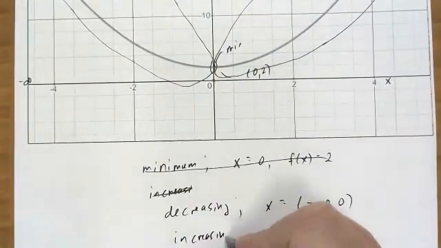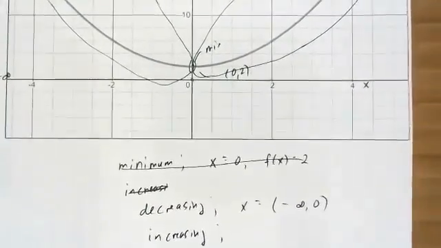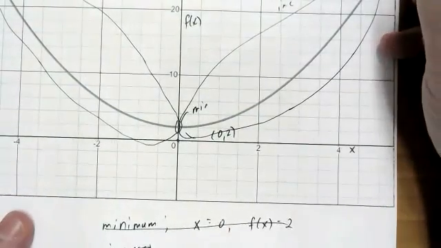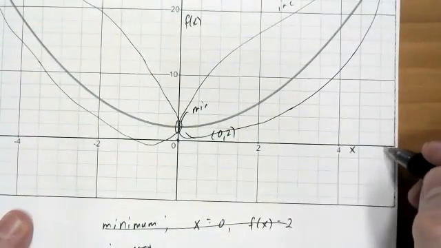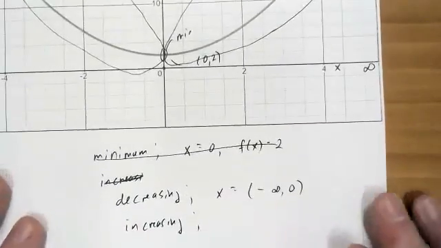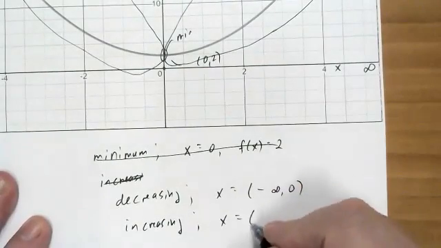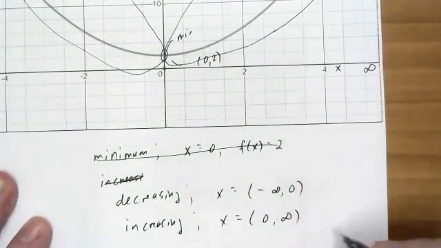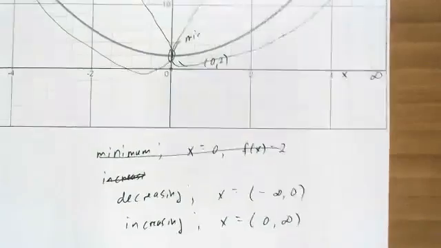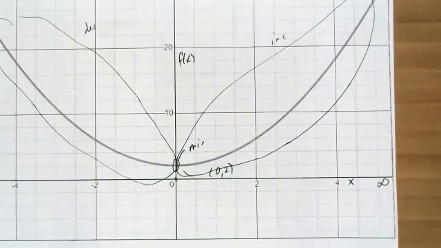And then where is the function or the graph increasing? Where is it going up? It starts at 0 and it goes on to infinity. So this describes where the function is increasing or decreasing. And the answer is an interval, and it comes from looking at the graph.